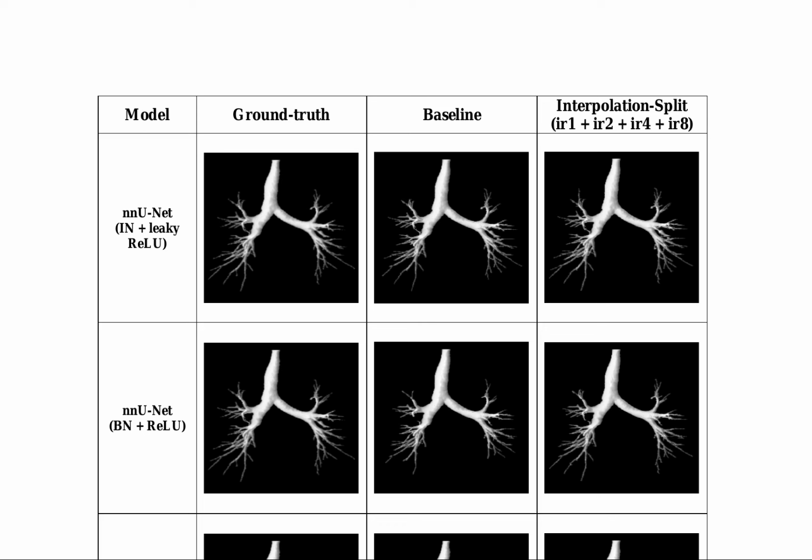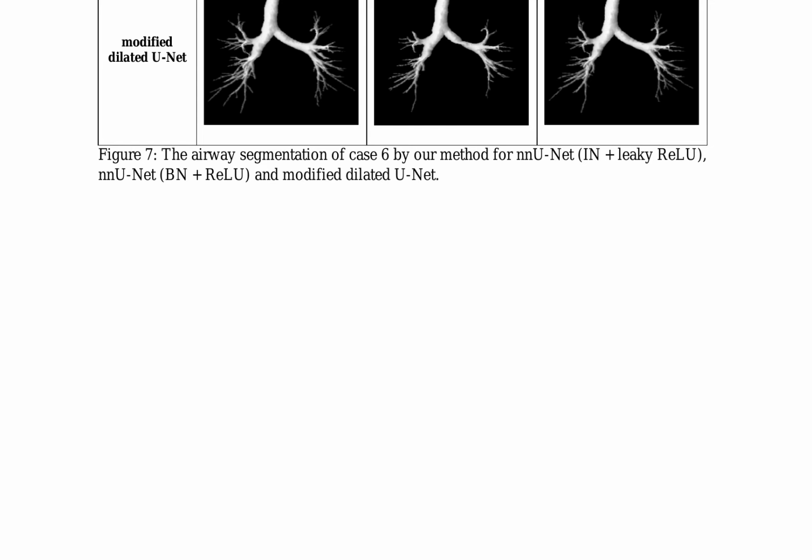In contrast, the NNU-net model with batch normalization and ReLU employs batch normalization, normalizing input data across the entire minibatch, improving training stability and speed. The ReLU activation function maps all negative values to 0 and all positive values to the same value. The modified dilated U-net incorporates dilated convolutions, expanding the receptive field of the network. Dilated convolutions capture long-range dependencies in the data by inserting holes or gaps between convolutional filter weights.